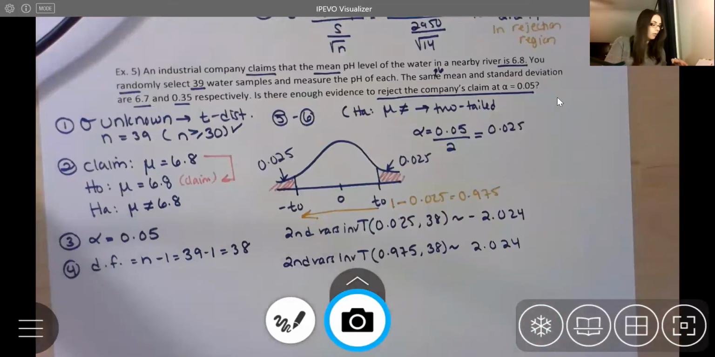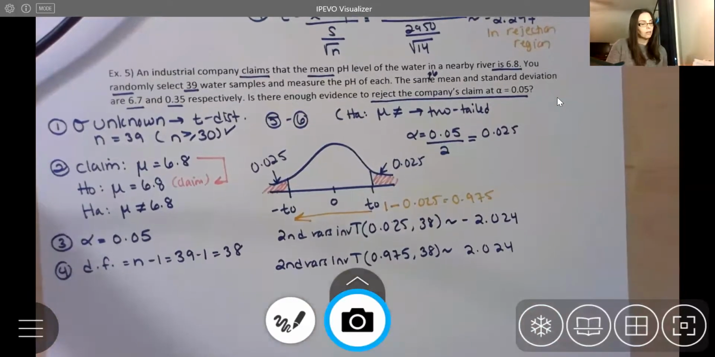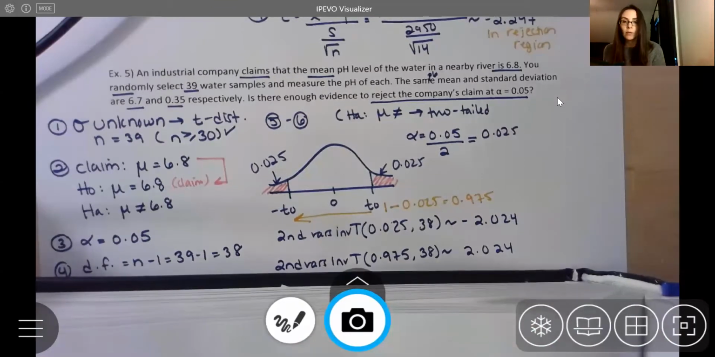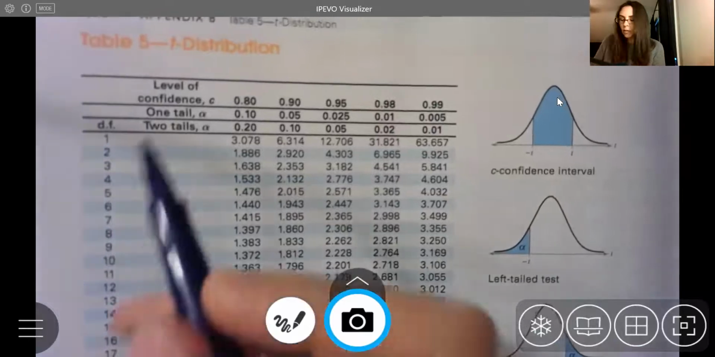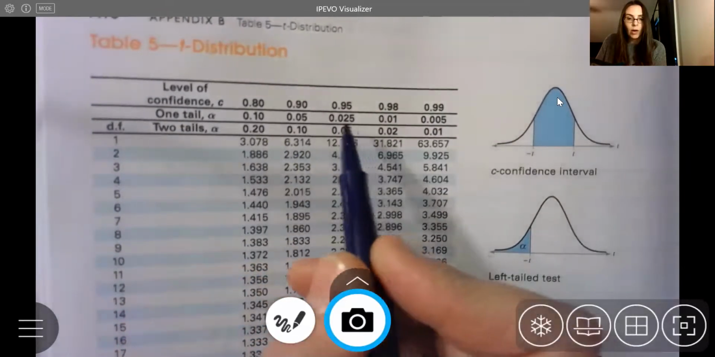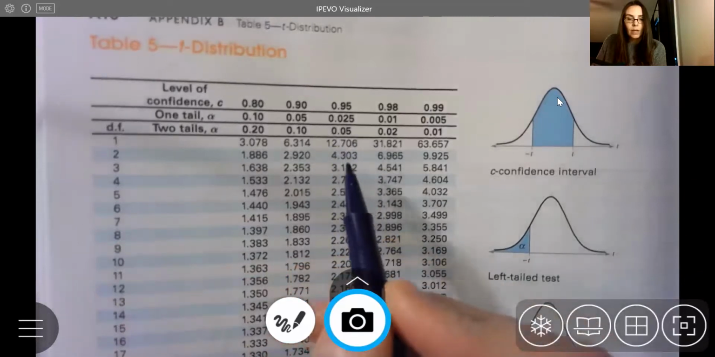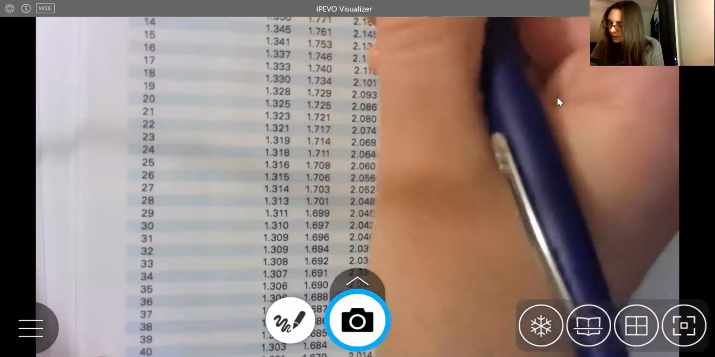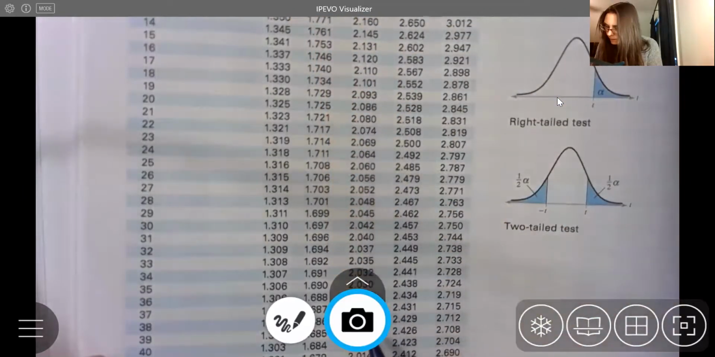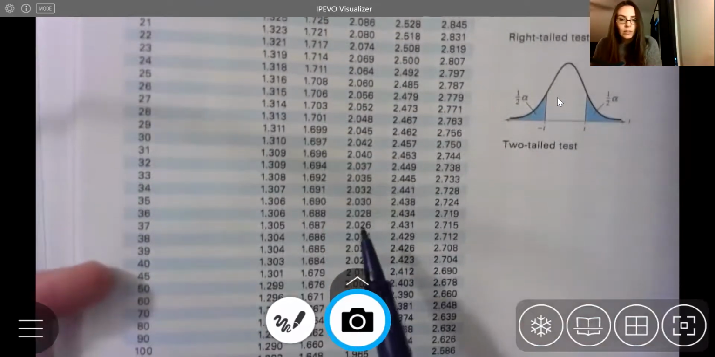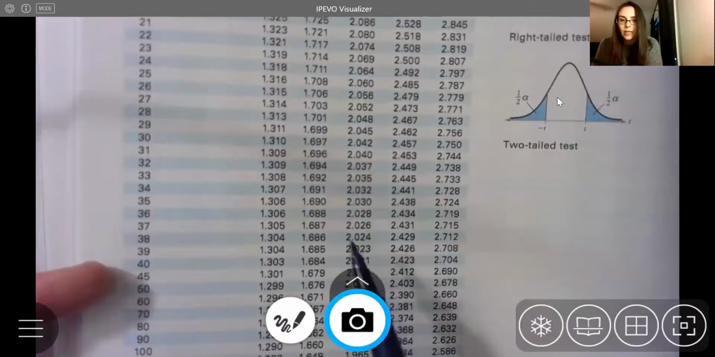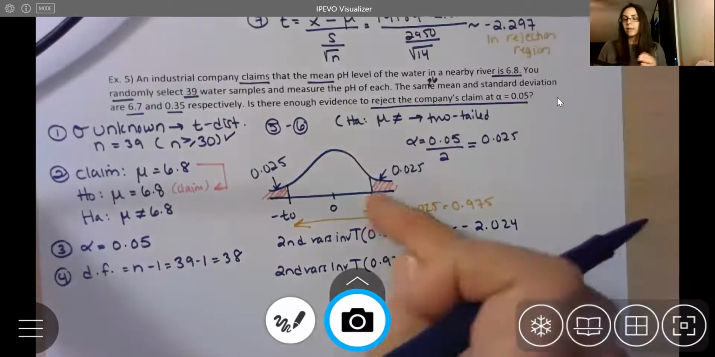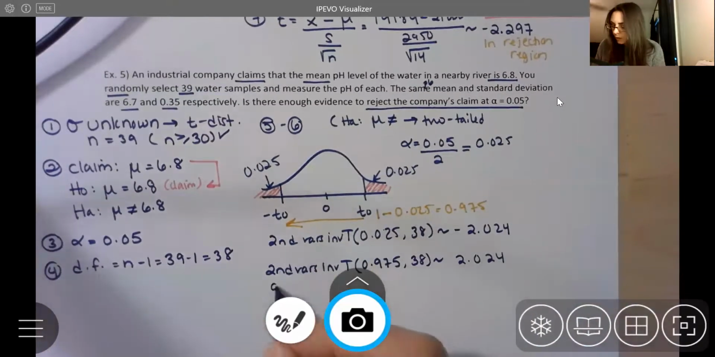If you want to use the table, just bring that table over again. Now remember here that we have two tails and our original alpha was 0.05. So I'm in this column here, and I need to go all the way down to 38. And when I do that, there's my value. You can see it, 2.024. So that's the same value that we were getting. Now remember, your table only gives you the positive value, so here I'll have to put one positive and one negative to keep that balanced.